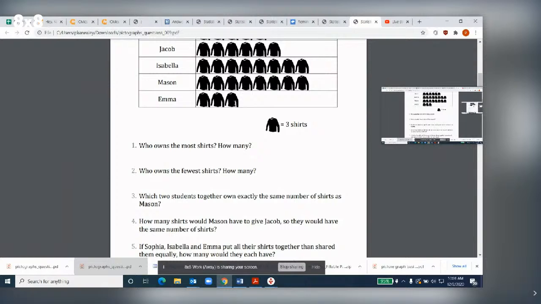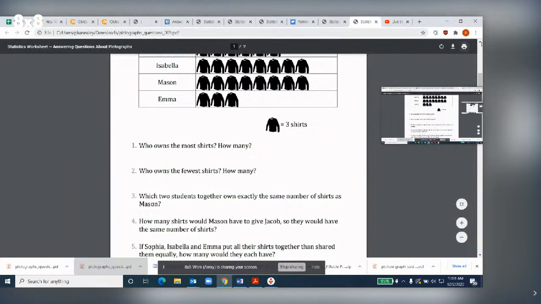So this is just another example. Sometimes you're going to have to do some addition, sometimes some subtraction, sometimes some division. But the important thing, like I said, is to realize what each symbol means. Let's do another one. Let's look at one more here.